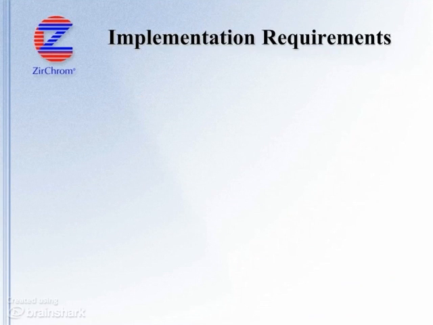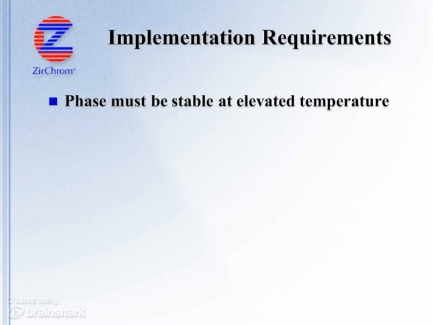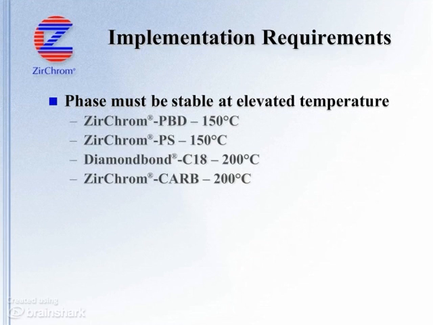Several separation conditions must be met in order for the theoretical advantages of high temperature to become a reality. First, the stationary phase must be stable at elevated temperature. ZirChrom reverse phase columns are very thermally stable. Both the ZirChrom PBD and the ZirChrom polystyrene phases are stable up to 150 degrees Celsius. The ZirChrom carbon-coated phases, Diamond Bond C18 and ZirChrom Carb, are stable up to 200 degrees Celsius.